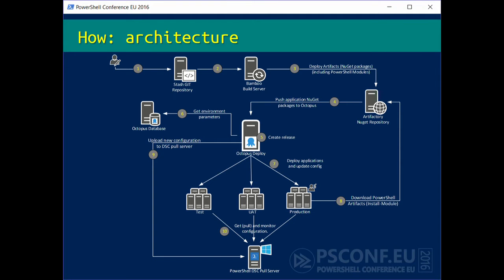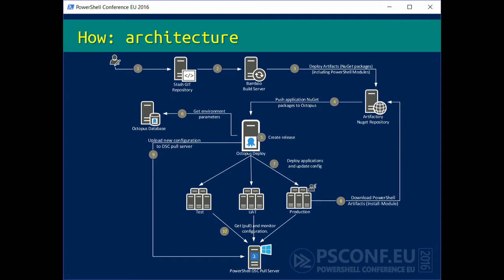Okay, so a little bit about the architecture of Octopus. Octopus itself is built up in 4 main categories. In the middle, on this picture, we have the Octopus Deploy server. And you can look at Octopus Deploy as the management server.